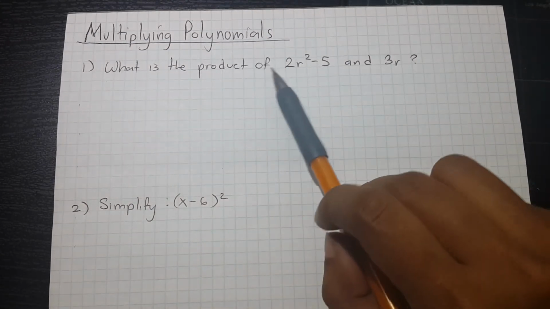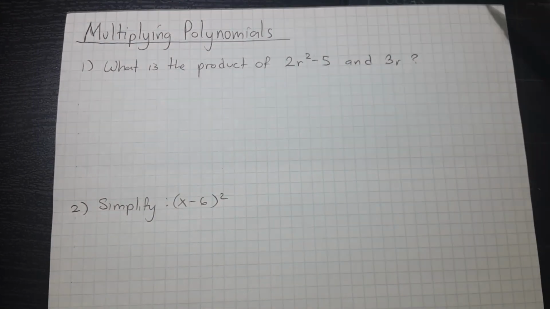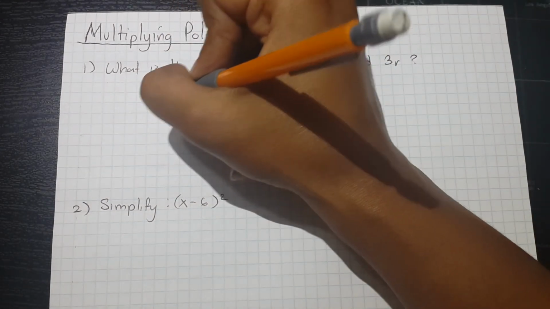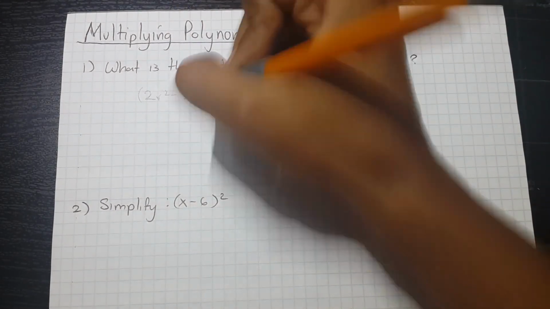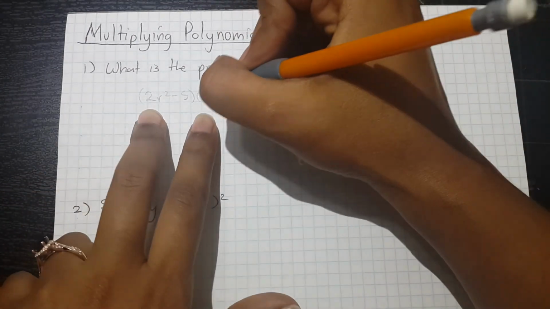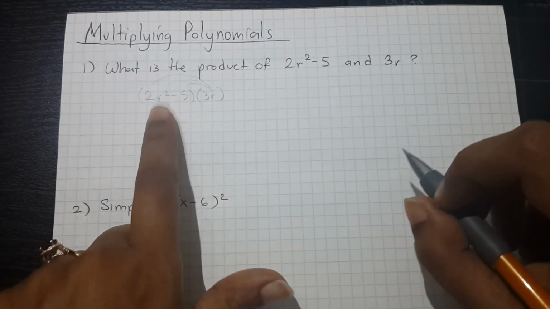It says, what is the product of 2r squared minus 5 and 3r? So I'm going to write this out as an actual product. So 2r squared minus 5 and then times 3r. So here we're going to end up doing simple distribution. So 3r times 2r squared.